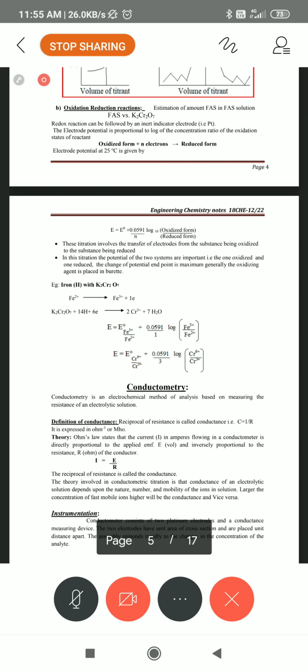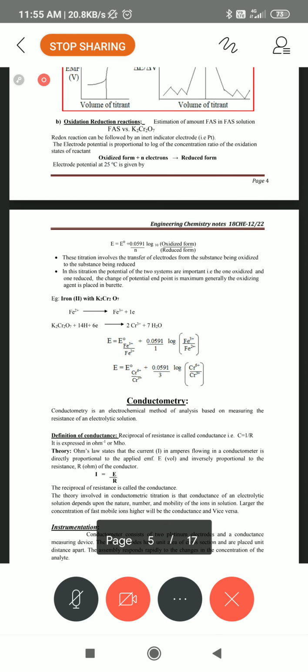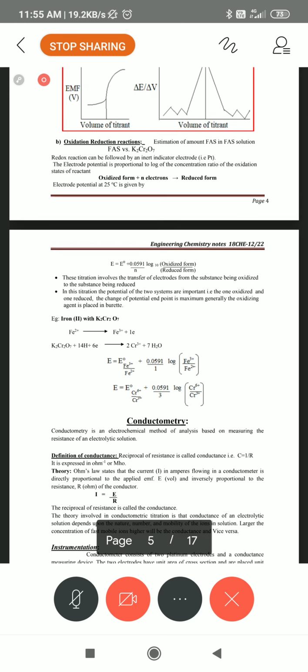This is a precipitation reaction. To explain the theory of potentiometry you can take any one example. What is potentiometry? It is based on the potential, that is the EMF difference between the two electrodes dipped into the solution. So E equals E naught plus 0.0591 divided by n into log of M n plus, which is the already known electrode potential of the Nernst equation. With the help of the Nernst equation, you can find it out.